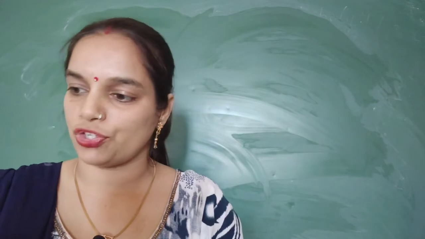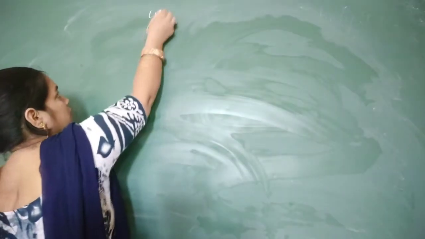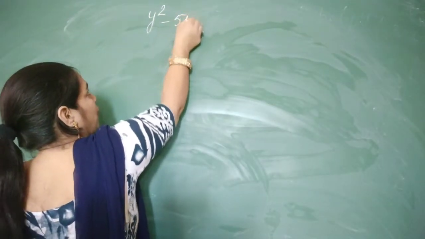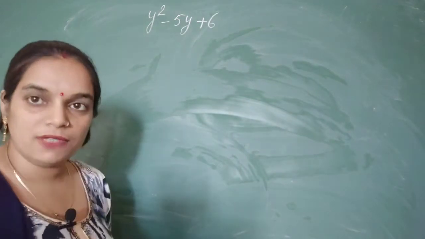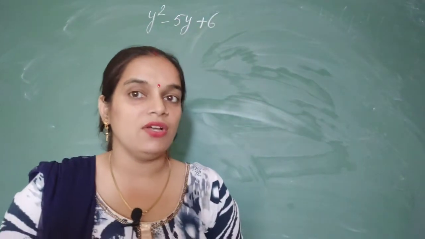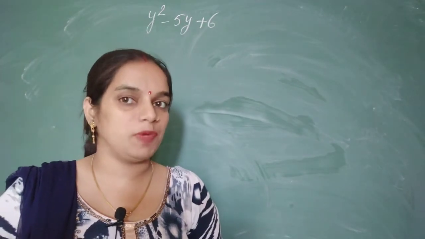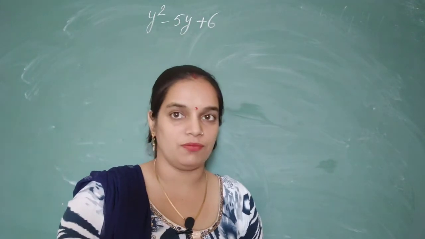Let us take one more example to clear the question. In the question we have to factorize y square minus 5y plus 6. This is a polynomial, and the question is that we have to factorize this polynomial by splitting its middle term and by using the factor theorem.